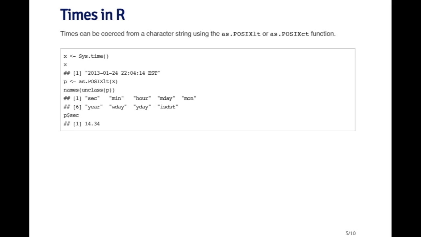And POSIXlt, remember, underlying is a list. So you can look at the names of the elements in this list if you unclass it. And you can see that there's an element called sec. That's the seconds, the minutes, the hours. The mday is the day of the month, which in this case would be 23. The month is just the month you're in, so that's January. And then the year, the weekday, so the day of the week, the yday, which is the day in the year, and then are we on daylight savings or not?